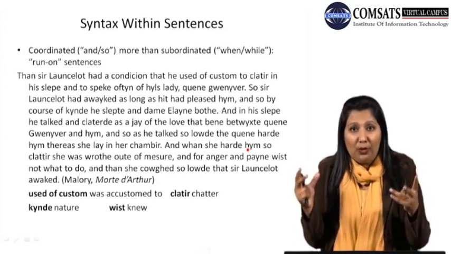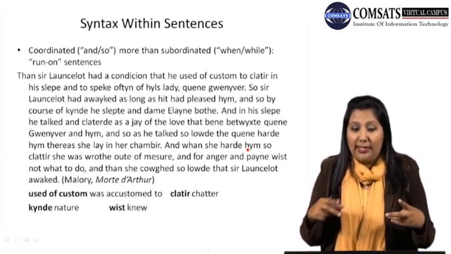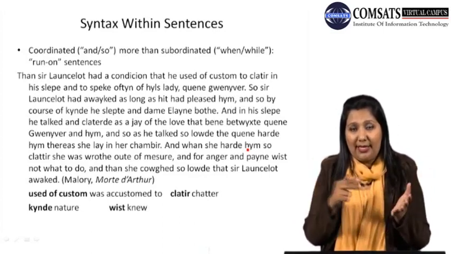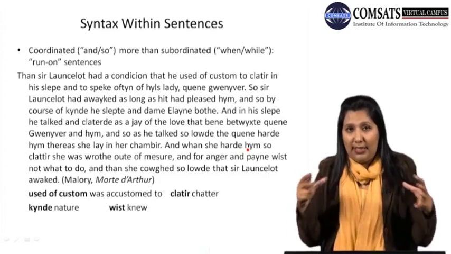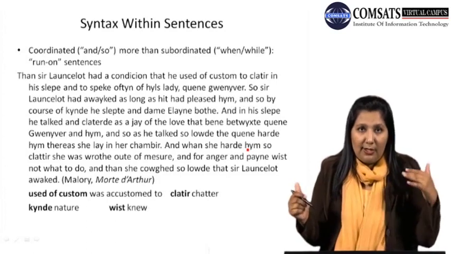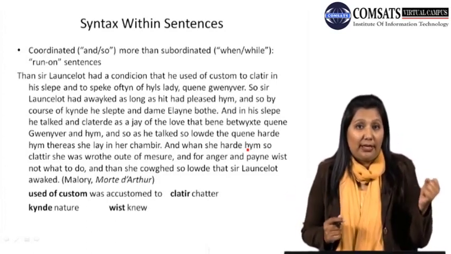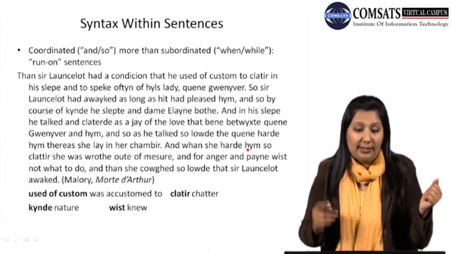A clause is a combination of words that has a subject and a predicate of its own. Then we move on to the sentence, which has a subject and verb, and is a combination of many clauses. Now we are going to look at the syntactic, grammatical structure of the Middle English period at the level of the sentence.